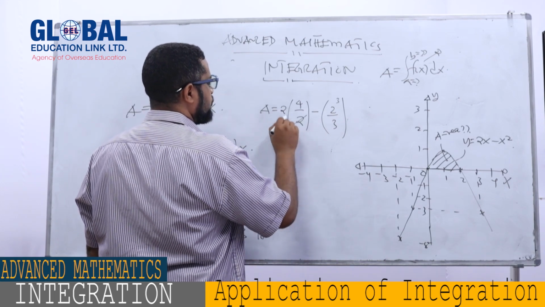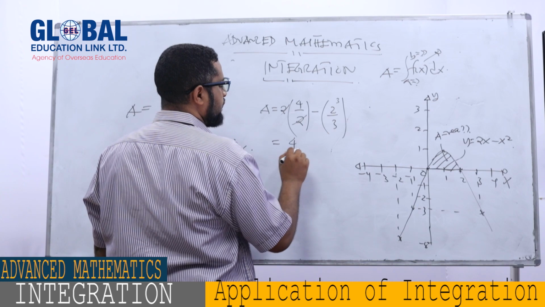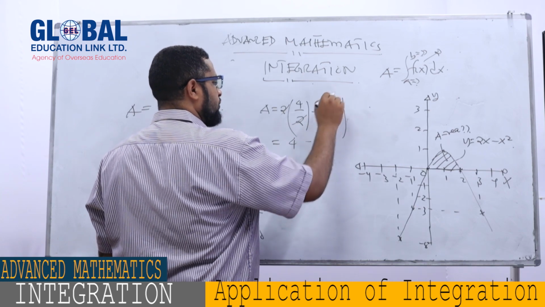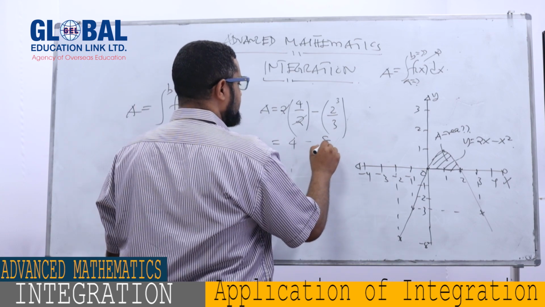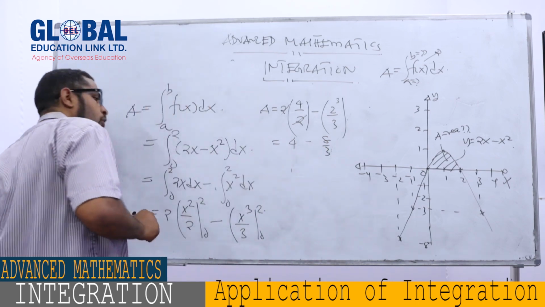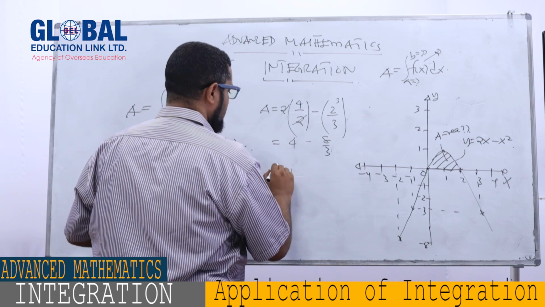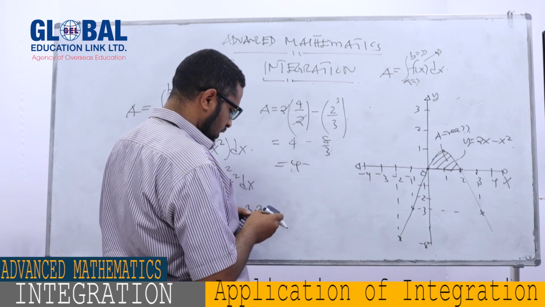So here, the 2 and 2 cancel. So we remain with 4 minus 2 power 3, which is 8, divided by 3. So if you divide 8 by 3, what are you going to get? So it is 4 minus... Use your calculator again.